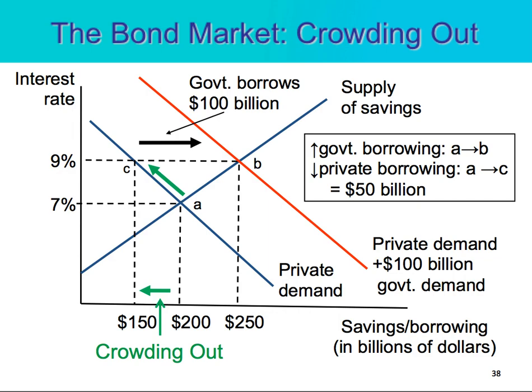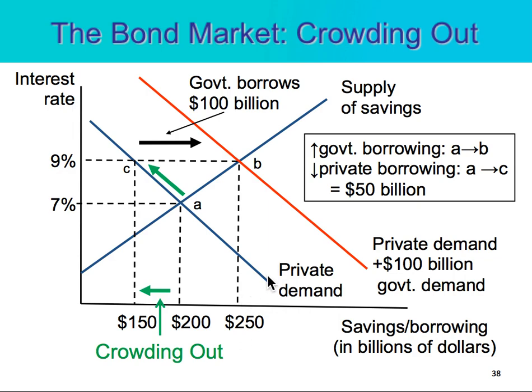So let's say that the government borrows $100 billion. That means that on top of the normal demand for loanable funds curve, you have another $100 billion of government demand. The effect then is to raise the interest rates, in this example, from 7% to 9%. The equilibrium level of total borrowing that takes place would move from $200 billion to $250 billion.